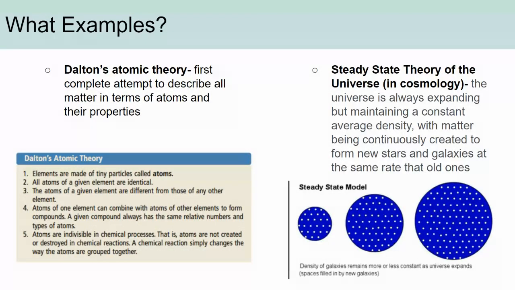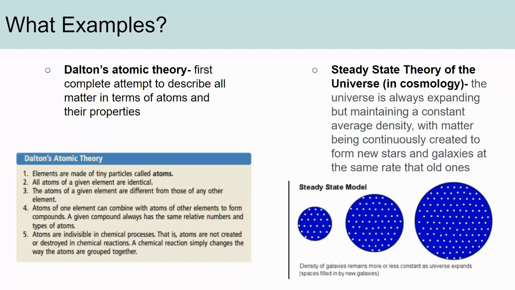And the next example is Dalton's atomic theory. It was the first attempt that the scientific community had seen to describe all matter in terms of atoms and their properties. And therefore, looking at this theory, what we now know about the atom and the atomic theory is in fact based on Dalton's original work, but we know his theory was not completely correct, and we can see his theory written there. And then our last one is the steady state theory of the universe.